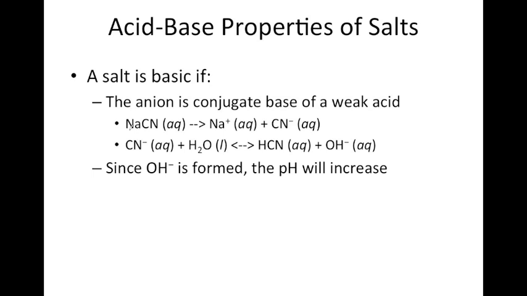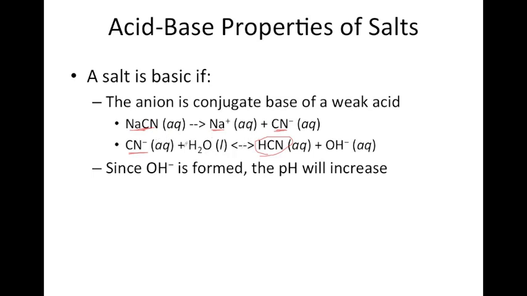Here we have an ionic compound, sodium cyanide. This dissociates to form the sodium cation and the cyanide anion. Now we need to look at the anion, the cyanide ion. It can interact with water, and when it does, it could pull off a proton. When it does, it forms a weak acid. So the anion is the conjugate base that when protonated, forms a weak acid.